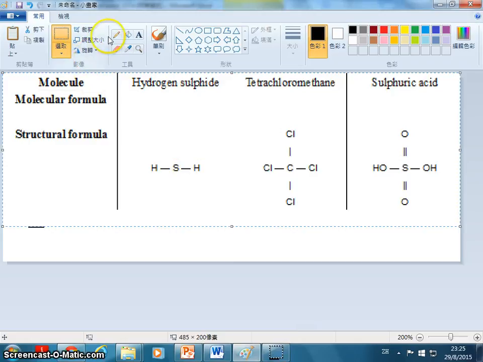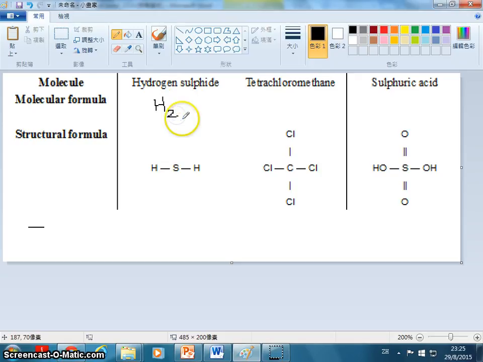Sometimes you may need to do it the other way around. You are given the structural formula, and then you want to use a simpler way to represent it. So you want to figure out the molecular formula. Well, I have 1H, 2H, so I just write H2 here, and then 1S. So the molecular formula of hydrogen sulfide is H2S.